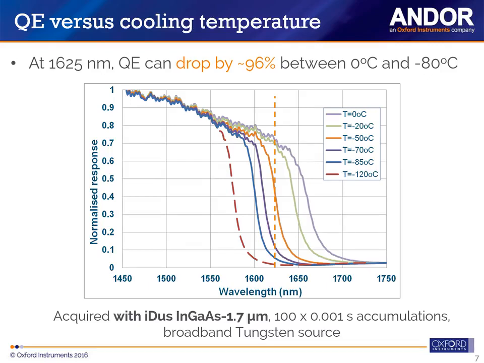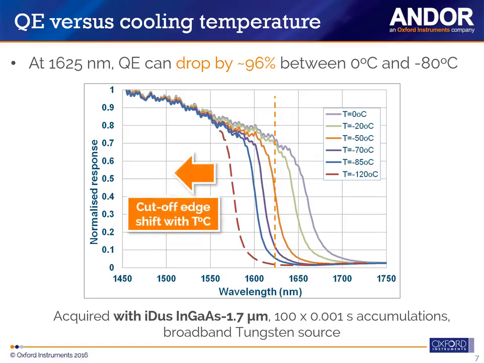So here we use 100 accumulations of 1 millisecond, for example, to get a good signal to noise ratio. And in that case, you can see that from going from a sensor cooling temperature of 0 degree, which is on the right hand side, to a sensor cooling temperature of minus 120 degree, so liquid nitrogen cooled, you can see a shift in the response at the higher wavelength.